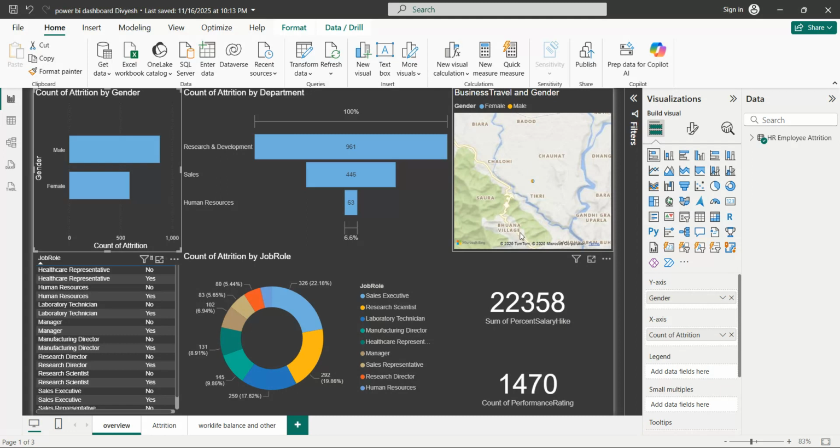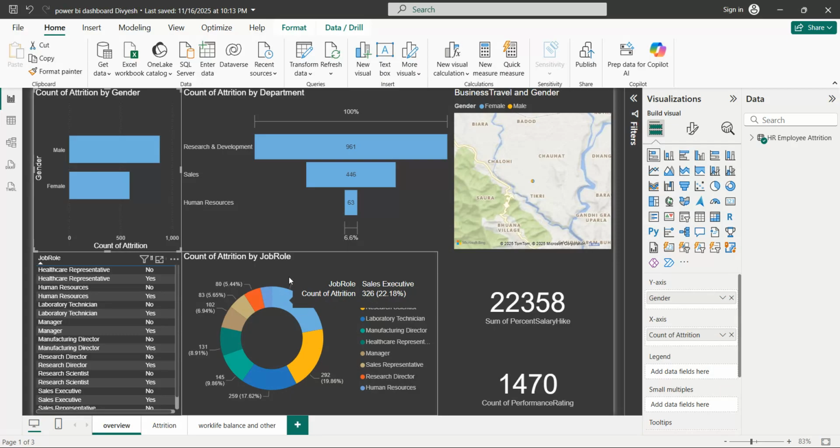Then coming to the job role attrition table. In this, we can see whether employees in those roles have attrited or not. This is useful for drilling down into individual employee categories and performance, enabling HR to filter and analyze specific job titles. Then coming to the count of attrition by job roles.